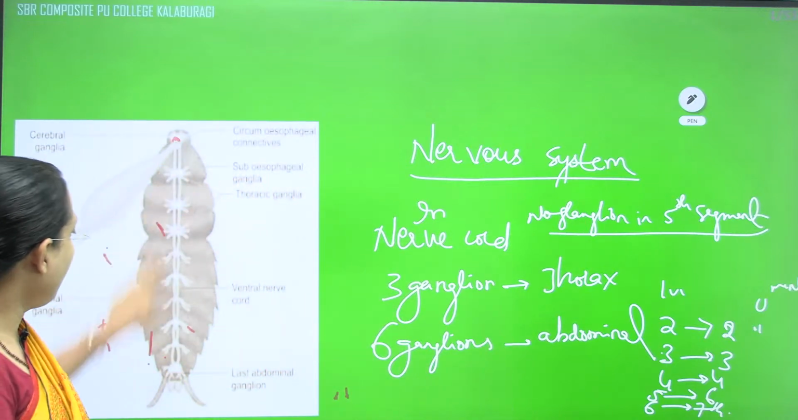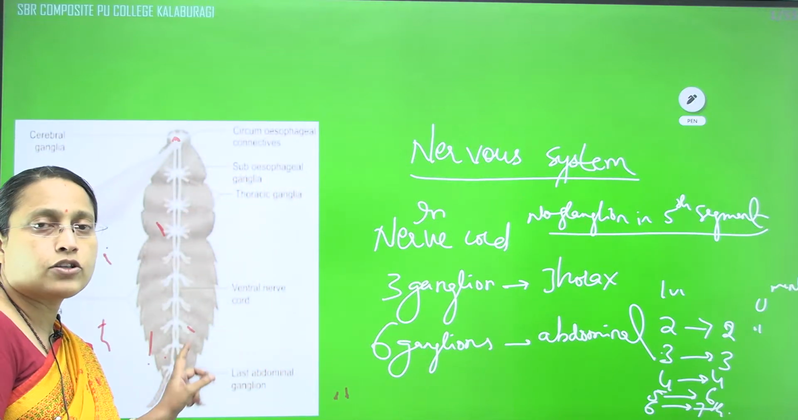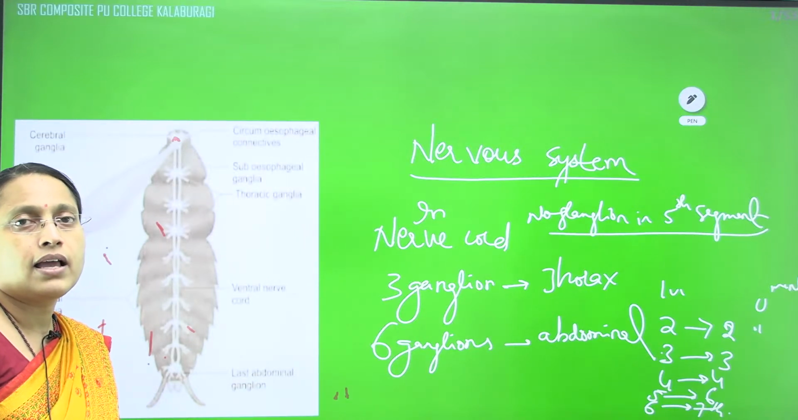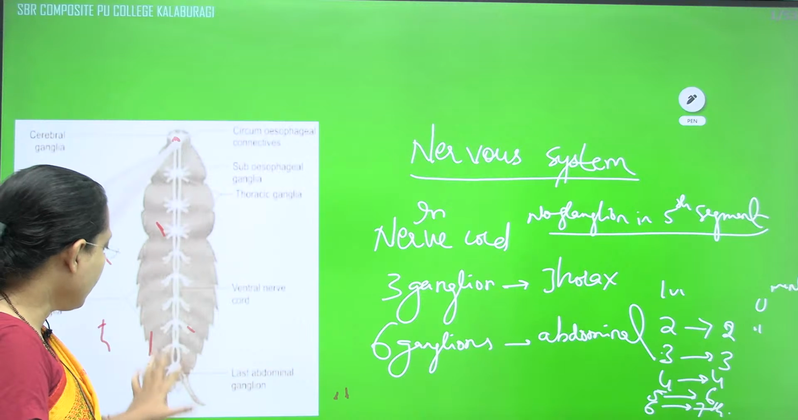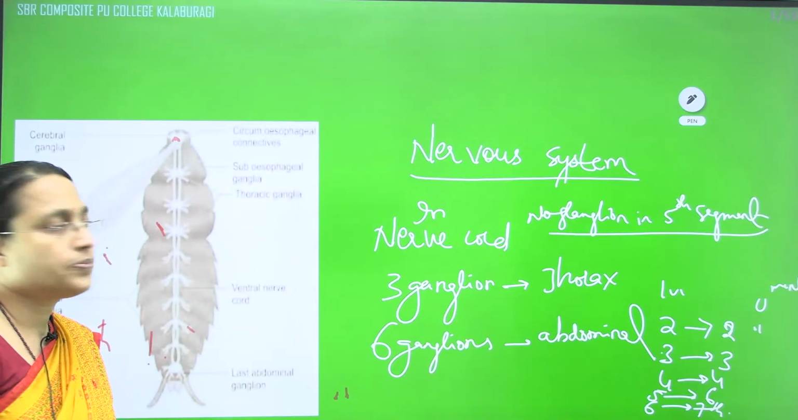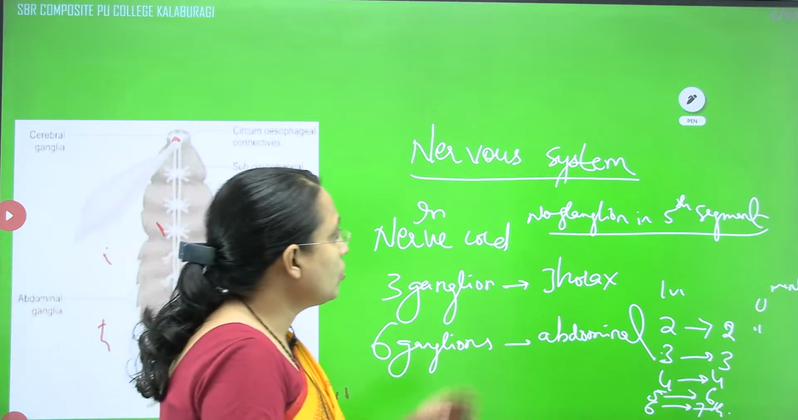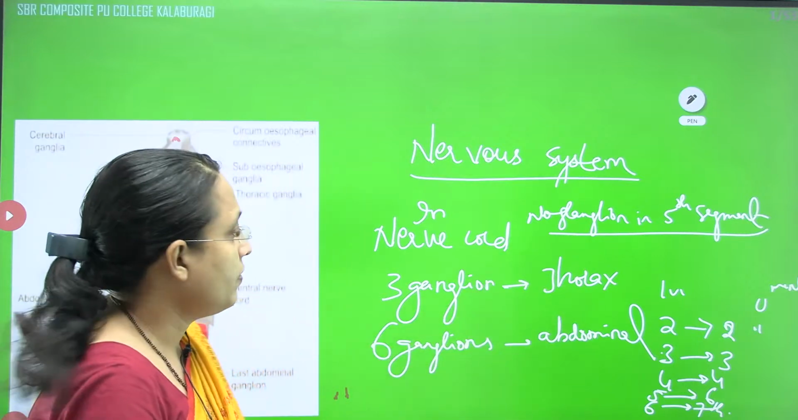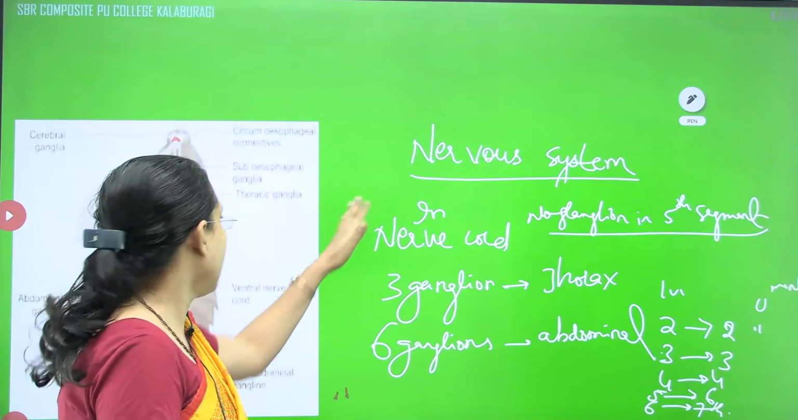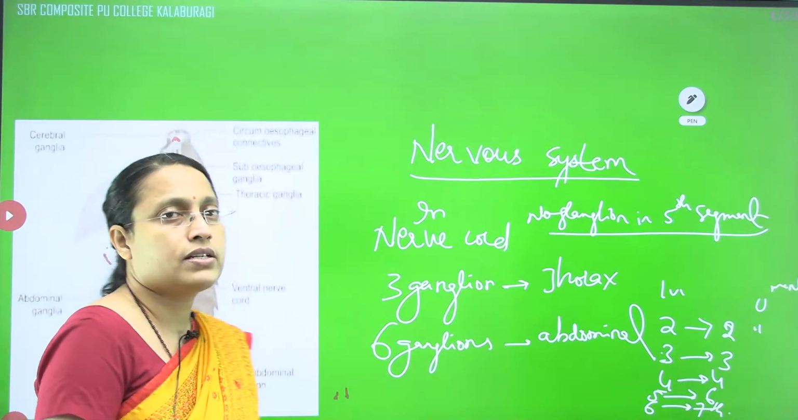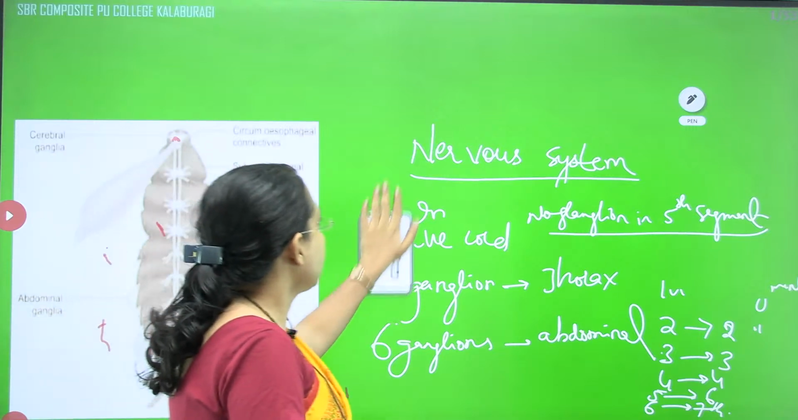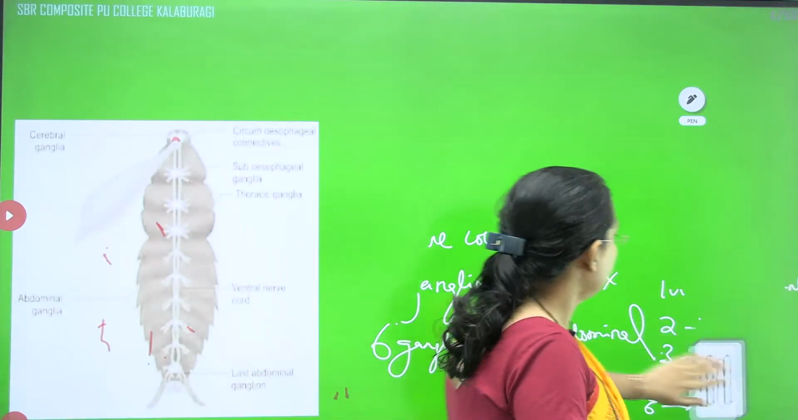Most of the ganglions are paired, but the sixth one is a very large ganglion. It's a combination of many ganglions, and it is large, supplying the nerves to the posterior part of the body of the cockroach. Okay, so you should know that there is no ganglion in the fifth segment. So this is about the various ganglions and the nerve cord, which is ventral in position. Got it? Now, sensory structures.